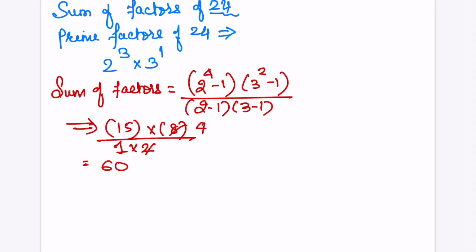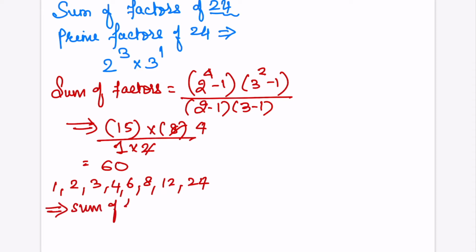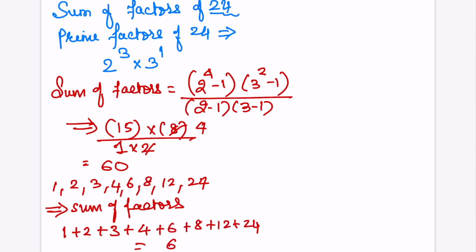We have calculated the factors of 24, which are 1, 2, 3, 4, 6, 8, 12 and 24. Now we have to calculate the sum. So let us take the sum of factors, which is 1 plus 2 plus 3 plus 4 plus 6 plus 8 plus 12 plus 24, which comes out to be 60, which we have calculated orally.